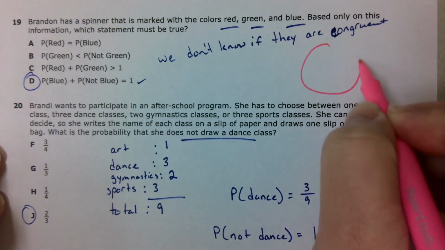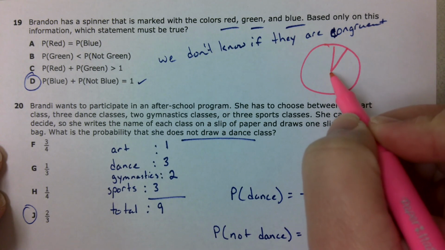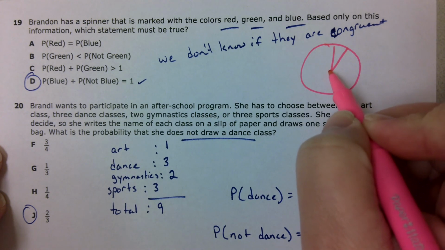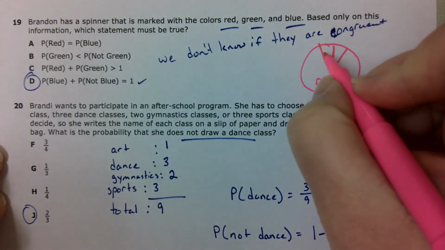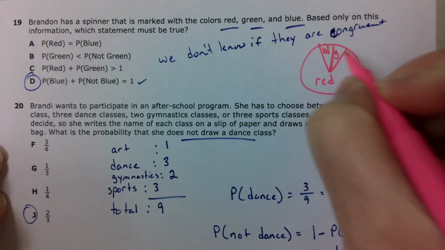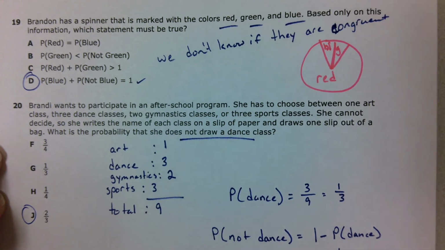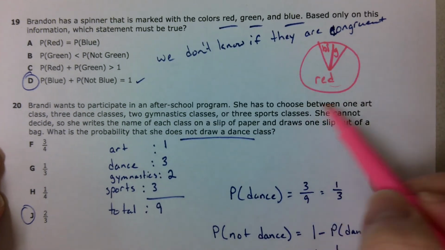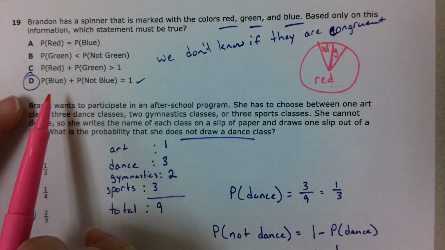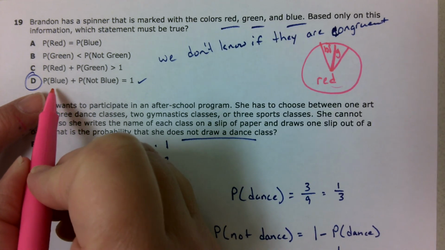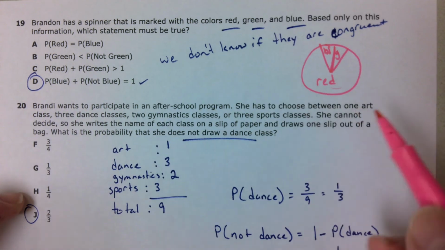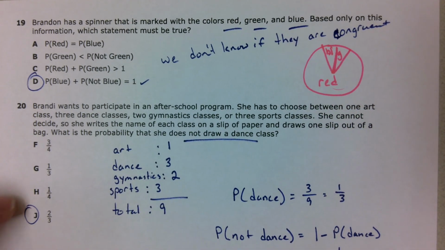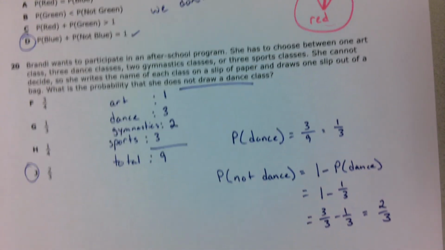We could have a spinner set up like this maybe, where this is red, and we've got blue here and green here. Well, I'm going to have a much greater chance of getting red if it's set up like this. But we can say the probability of blue plus the probability of not blue is 1, because that covers everything on the spinner. So D is the correct answer.